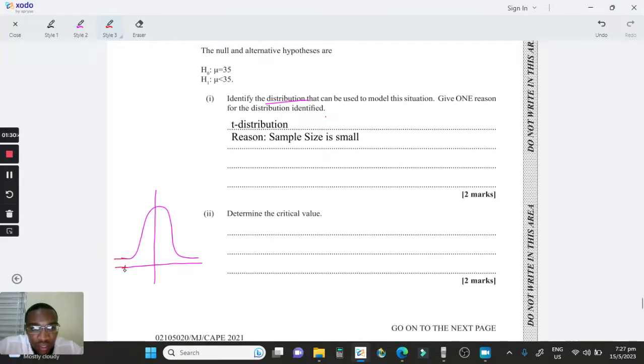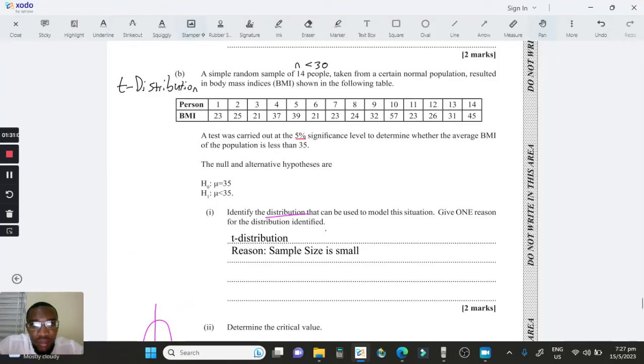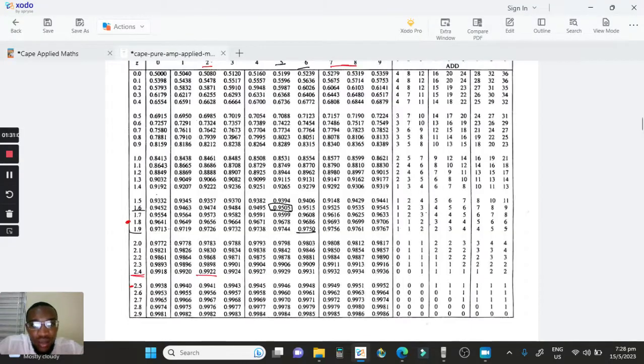Since it's a one-tailed test and we're looking at less than 35, on the left side, right here is your critical value, and it needs to be at the 5% significance level. All of this is supposed to add to 0.05. So we need this value right here. Let's find this value first, and then the negative of it will give us the answer. So for the 5% significance level, we look at 0.95 in our normal table. We already established that 0.95 is 1.645.